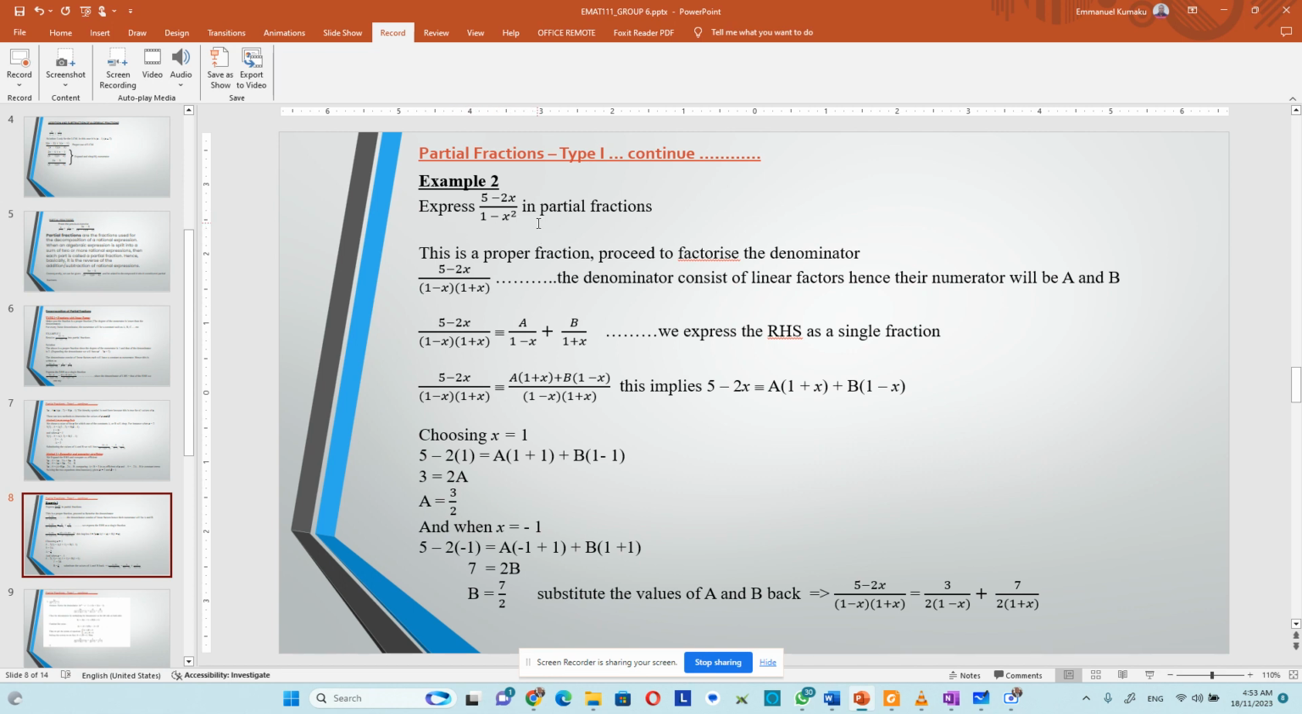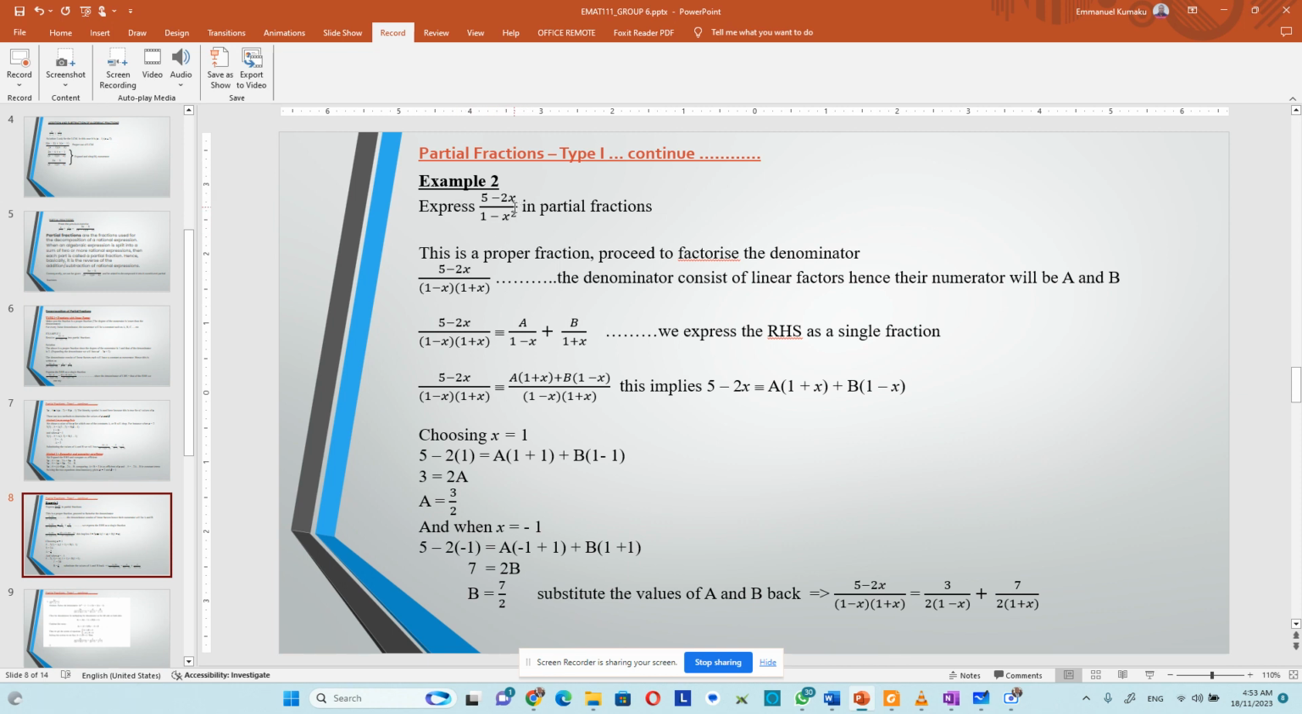For example, 1 minus x squared is a quadratic expression. But we don't treat it as the type with a quadratic denominator when we know that it can be factorized. If it can be factorized, you factorize it to get linear factors. Then it falls under the first type, type 1, with linear factors.